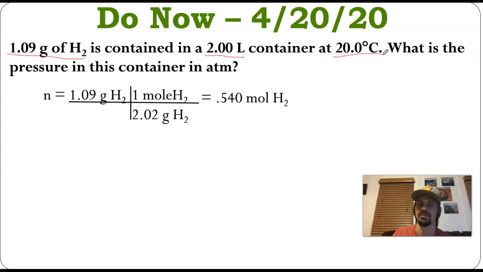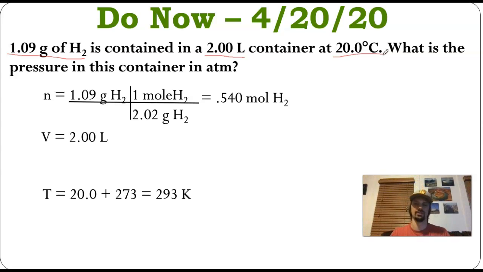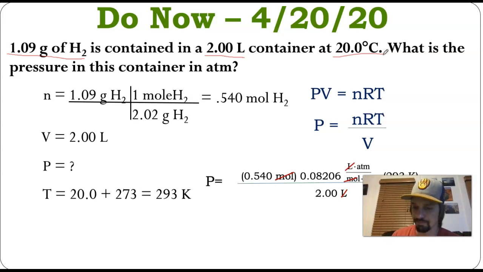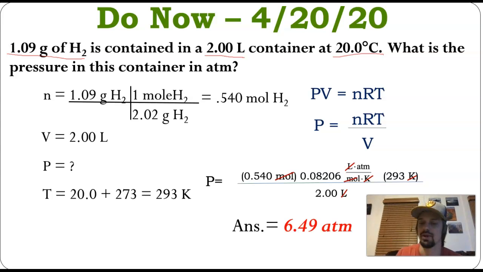So I list my variables. Remember, I'm turning n to moles. My volume is 2 liters. My temperature is 20 degrees Celsius. I add 273 to that to get 293. And I am looking for pressure. PV equals nRT. I divide by V to get P. I plug all of those numbers in, and I get a pressure in ATMs of 6.49.